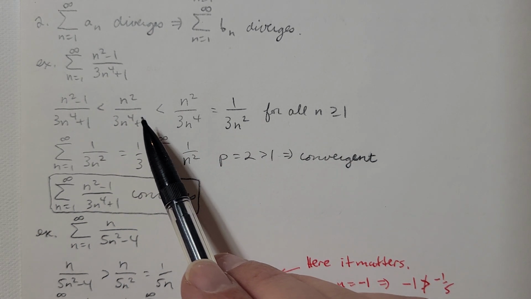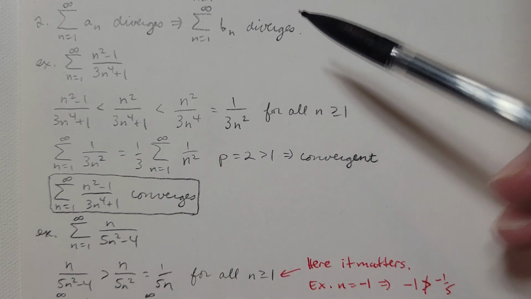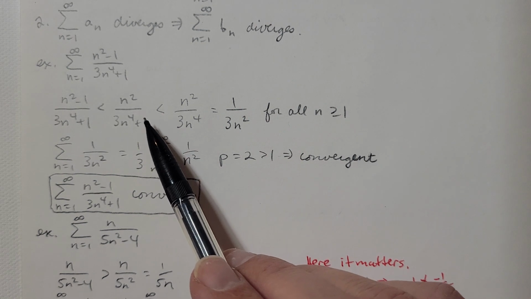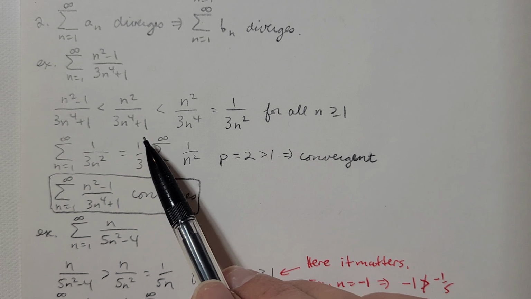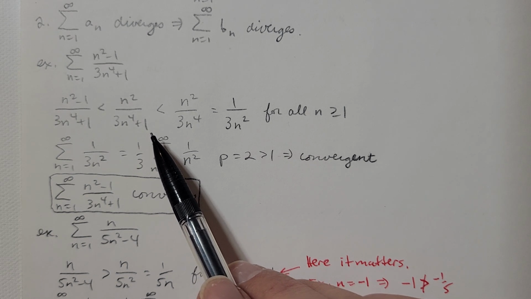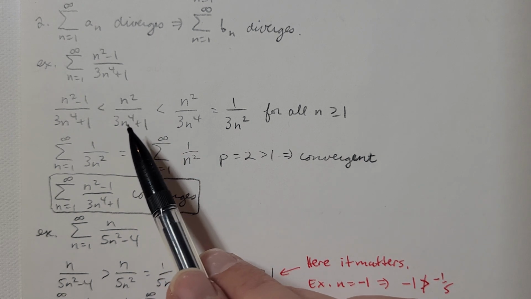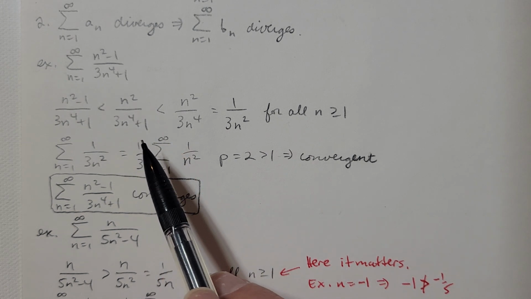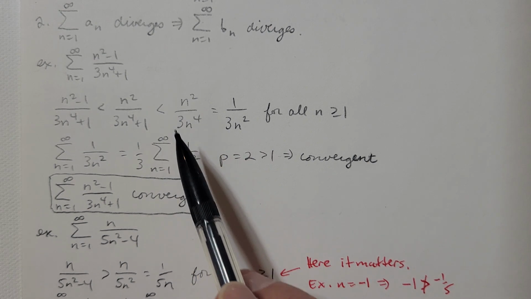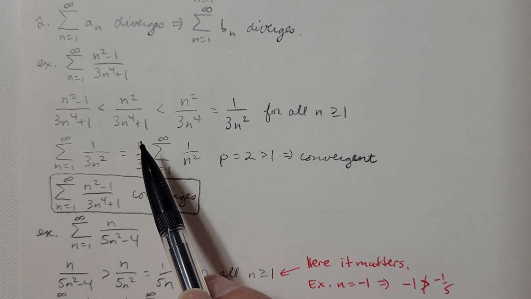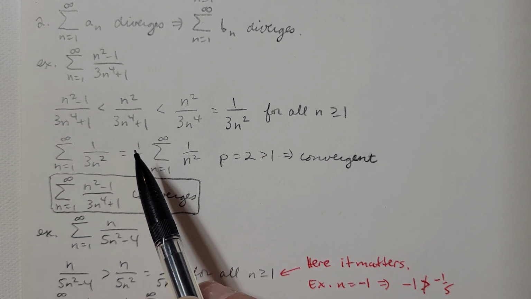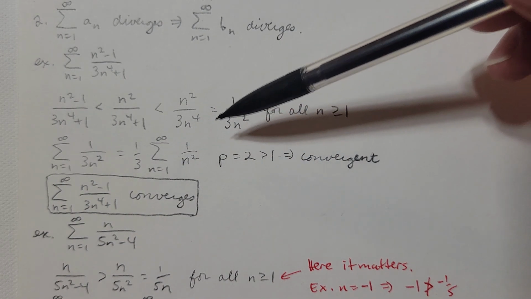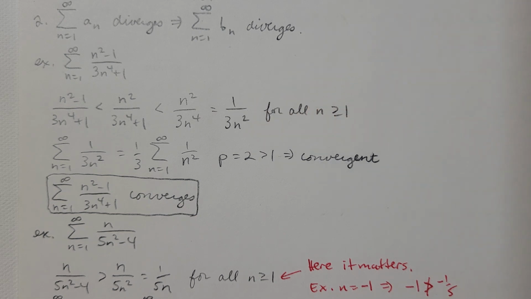Now, what if I get rid of the plus 1 that I see in the denominator? And I have n squared divided by 3n to the fourth. Well, the expression on the left, n squared divided by 3n to the fourth plus 1, is always going to be smaller than the one on the right, because you're adding 1 in the denominator on the left side. So the entire left side is going to be a smaller number. The denominator is going to be a bigger number on the left.